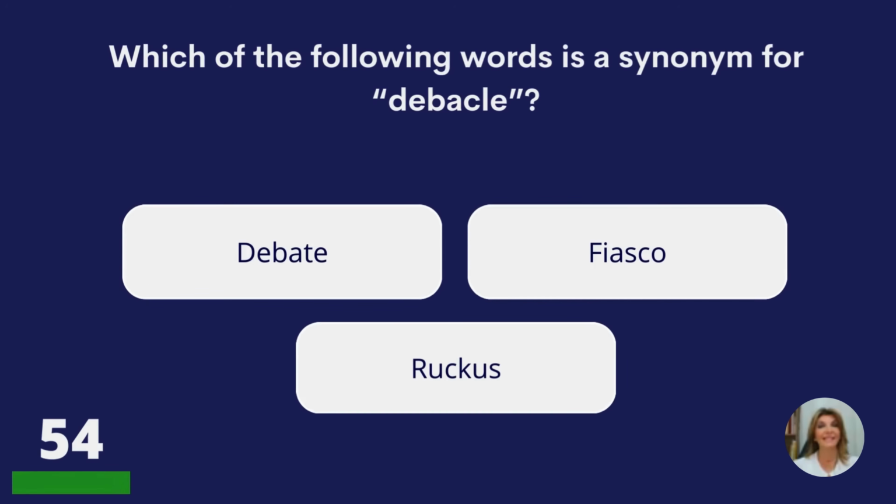Which of the following words is a synonym for debacle? Debate, fiasco, or ruckus?